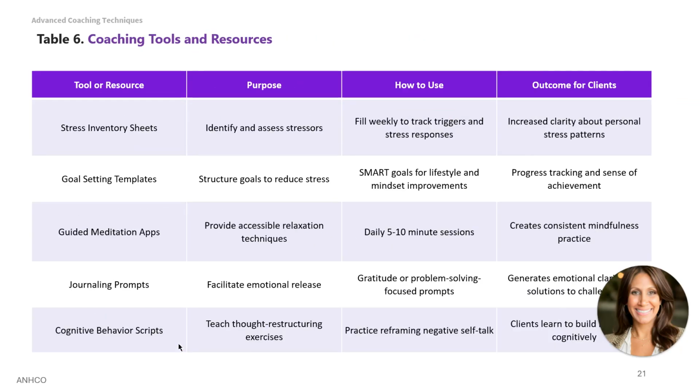Table 6, coaching tools and resources. Here you will see the tool or resource, the purpose, how to use it, and outcome for clients. Let's walk through the different tools so then you can dive into the purpose, how to use, and outcome for clients. The tool or resource: stress inventory sheets, goal setting templates, guided meditation apps, journaling prompts, and cognitive behavior scripts. Take a few moments to review the rest of Table 6.